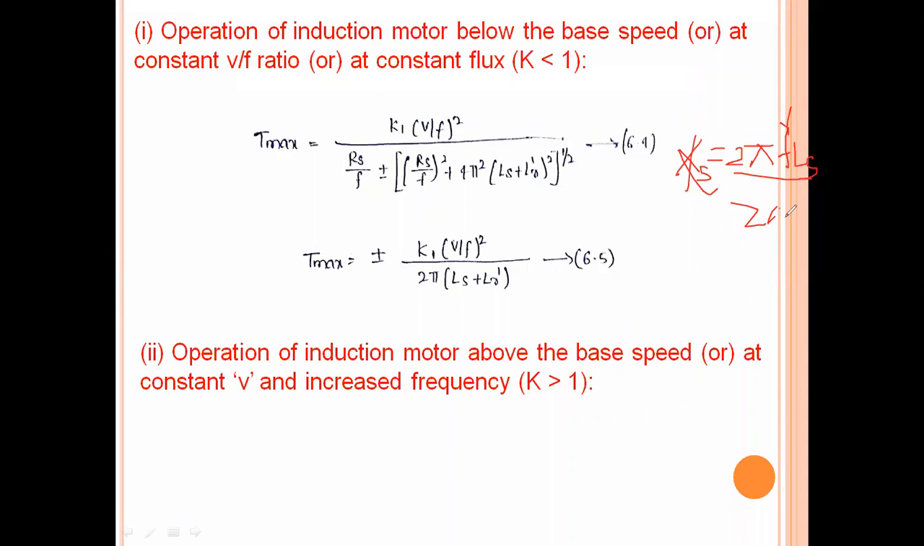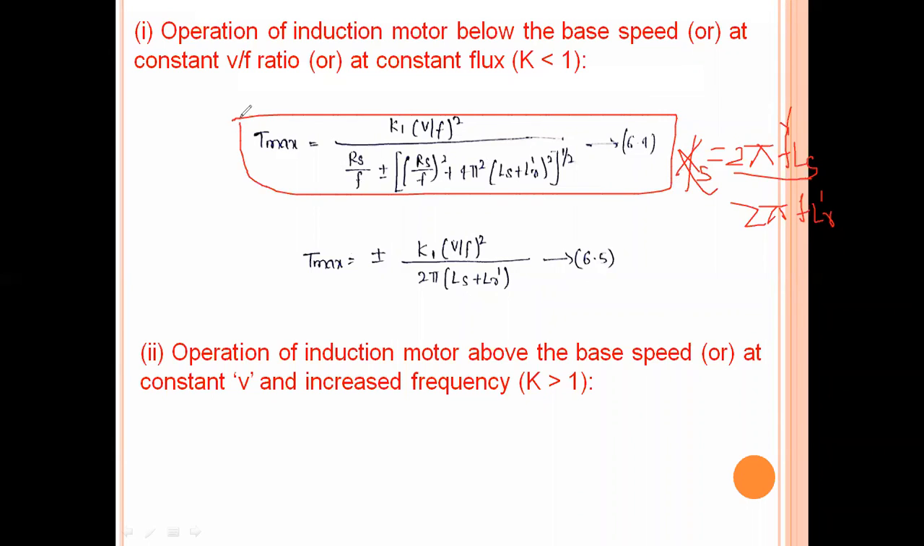Similarly, XR dash is also 2 pi F into LR dash. So instead of XR dash, this value is written, and the squaring of 2 pi F gives 4 pi square F square, times LS plus LR dash whole square. So all the terms have been replaced with the frequency terms, because here we are controlling the speed as well as the torque of the induction motor with the help of supply frequency or stator frequency.